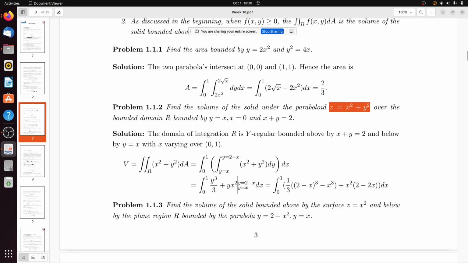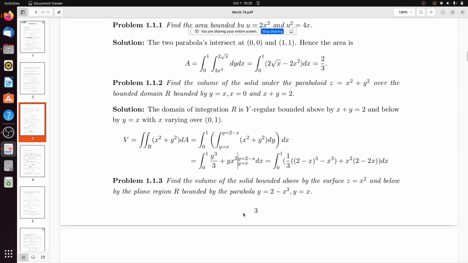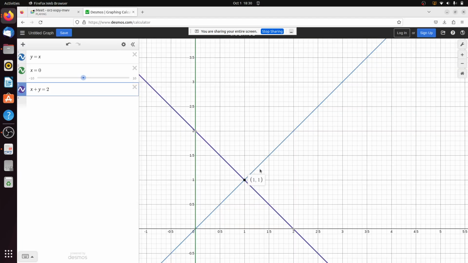Now it is your home task. It is very simple. You have to first expand this (2 minus x) whole cube into binomial terms, and then just integrate it from 0 to 1. That will be your answer. Is it clear how we have considered x varying from 0 to 1 and y varying from x to 2 minus x? That is actually our domain. See, x varies from 0 to 1 and y varies from this line to the 2 minus x line. So that is your integration region.